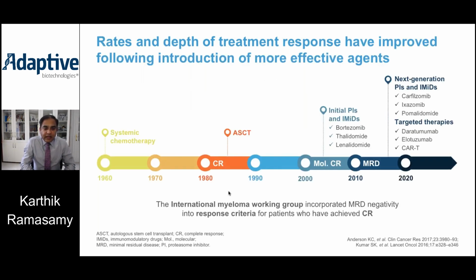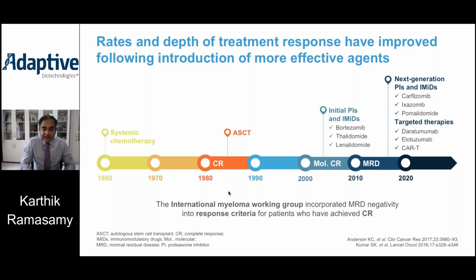Over the years, we have managed to control myeloma much better. Since the 1980s, use of autologous stem cell transplant has shown improved complete remission rates in patients. And since 2000, we have had the ability to use proteasome inhibitors and immunomodulatory drugs for myeloma patients, either on their own or in combination. We started to see molecular CRs reported since early 2000.